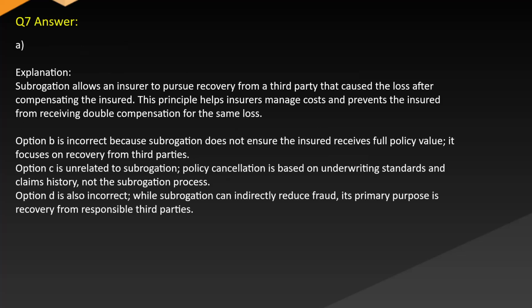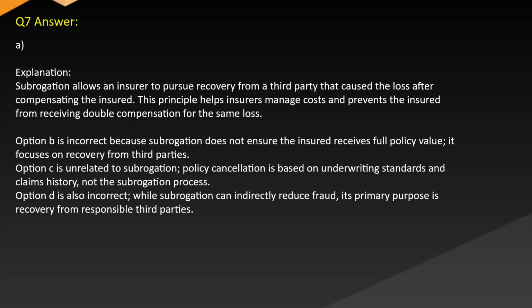Answer A. Explanation. Subrogation allows an insurer to pursue recovery from a third party that caused the loss after compensating the insured. This principle helps insurers manage costs and prevents the insured from receiving double compensation for the same loss. Option B is incorrect because subrogation does not ensure the insured receives full policy value. It focuses on recovery from third parties.